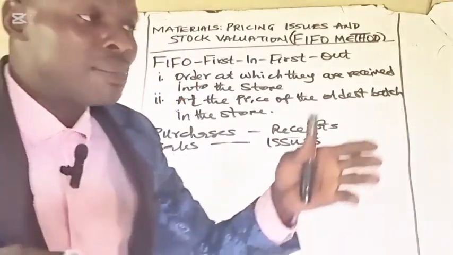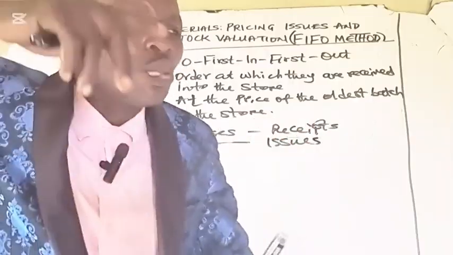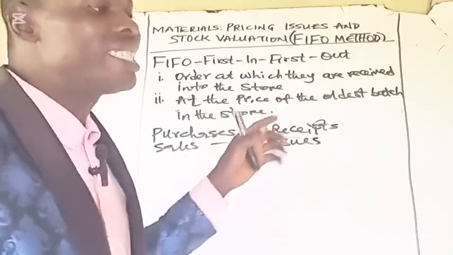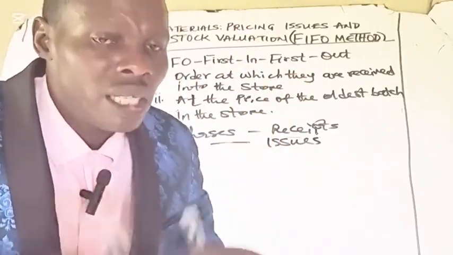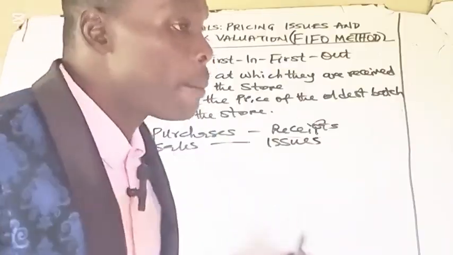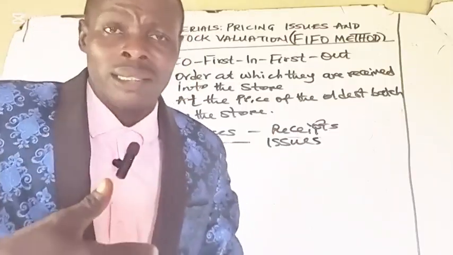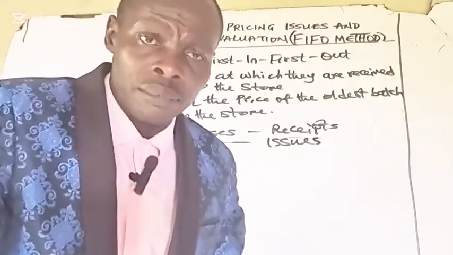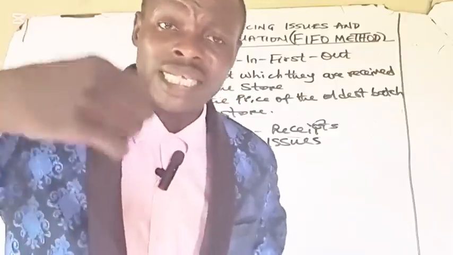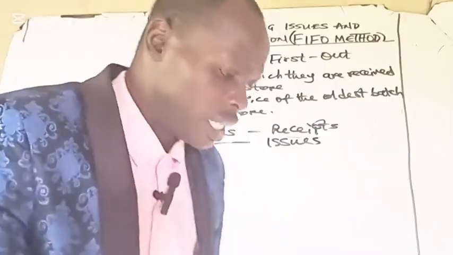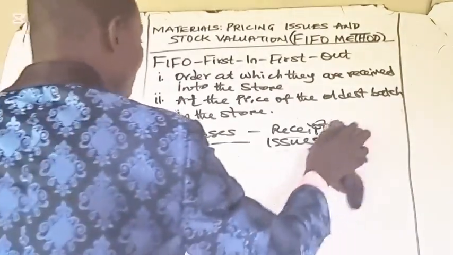So, this method assumes that the materials are used up in the same sequence as they are purchased. It assumes that materials are used up in the same order in which they are bought, in the same sequence they are purchased. That is the first in, first out method.